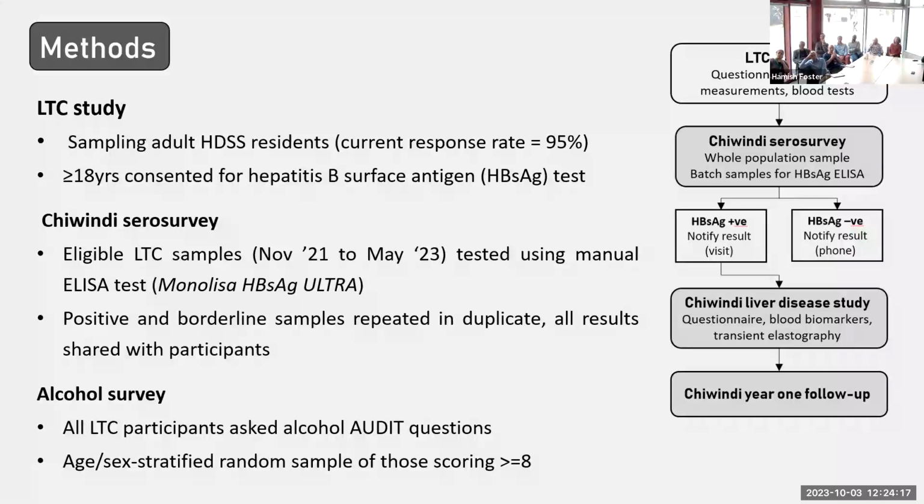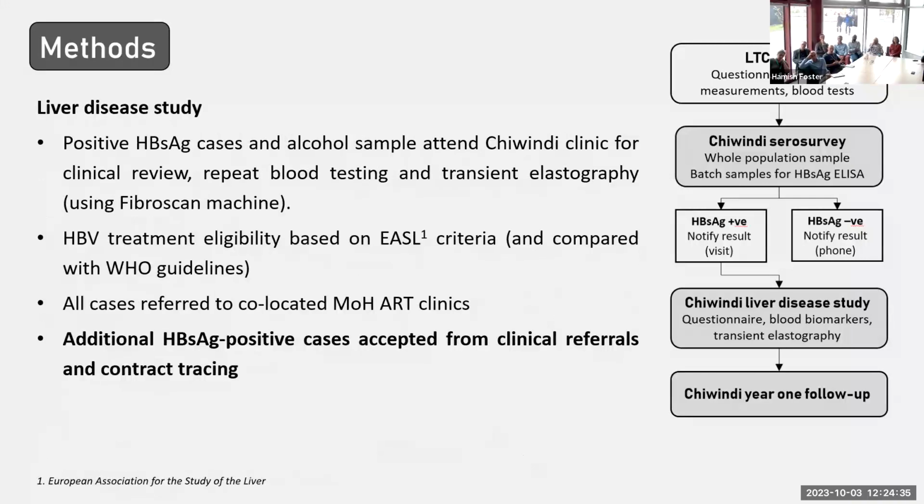For the alcohol data, which I won't focus on in this talk, the full AUDIT score, the Alcohol Use Disorders Identification Test, was asked in full of all participants in the study. So that's a really strong resource that we can link into. So for the Hep B positive cases, and also for a stratified random sample of people who scored 8 or more on the AUDIT score, a score indicating hazardous alcohol consumption, we would then bring those people into our clinics.